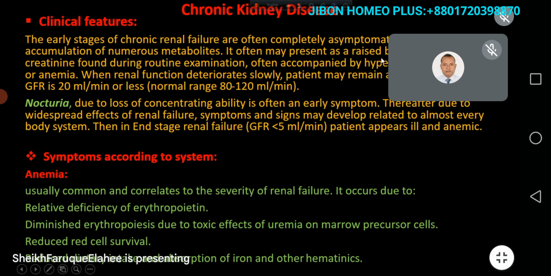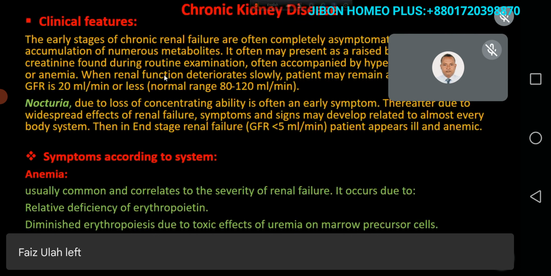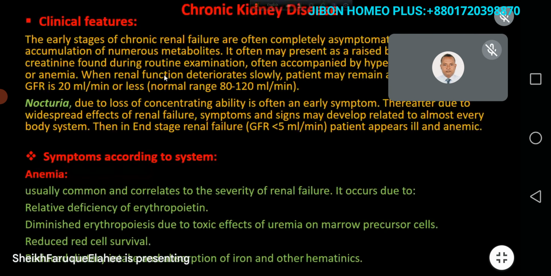It may often present as a raised blood urea or creatinine found during routine examination, as I told you, often accompanied by hypertension, proteinuria, anemia. So whenever a patient of hypertension or diabetes comes to a qualified physician, you must keep in mind that this guy may have some problem in the kidney. Any patient with hypertension for a long time, diabetes for a long time, even if he does not complain about his kidney, you must check his kidney function by writing a simple serum creatinine. This serum creatinine will give you so much information about his kidney condition.